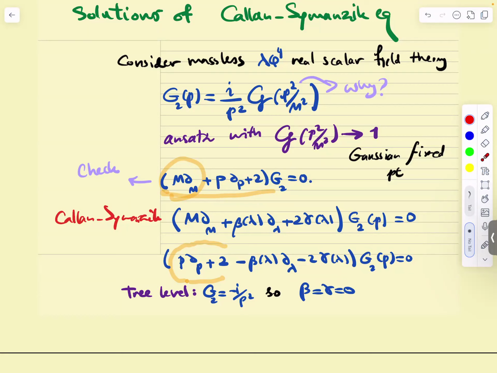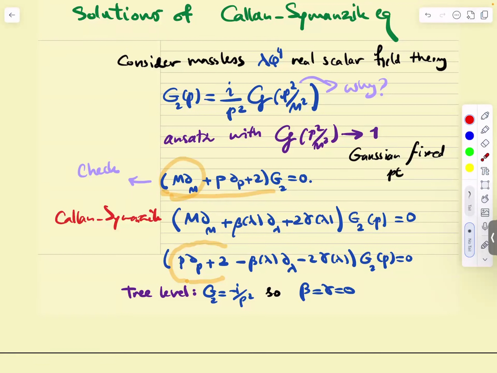Good. This equation has the flavor of Callan-Symanzik, but it's not Callan-Symanzik. For one thing, this is 2, and this is P del P. But now what we can do is use this equation to replace M dM in the Callan-Symanzik equation.